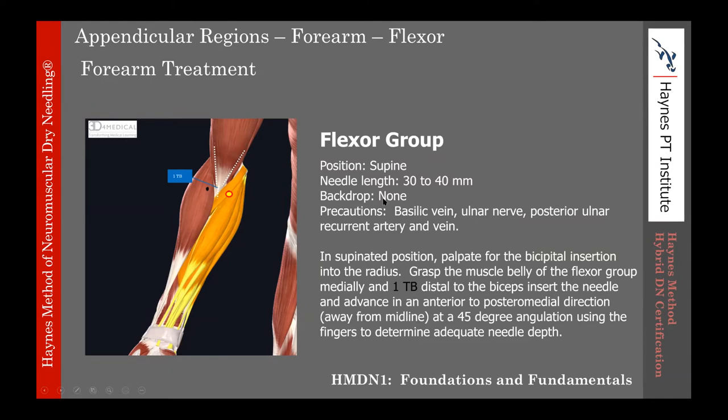And matter of fact, I mean, we've got it here, but I've got the video that has all of this information. The biggest thing is we're going to needle one thumb breadth distal to the biceps insertion. We're going to advance it into an anterior to posteromedial direction away from midline at about a 45 degree angulation. And we'll use our fingers on that backside to determine proper depth. We want to make sure we get through the bulk of all of that tissue.